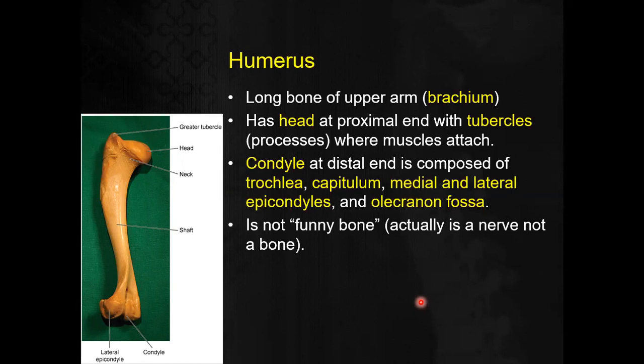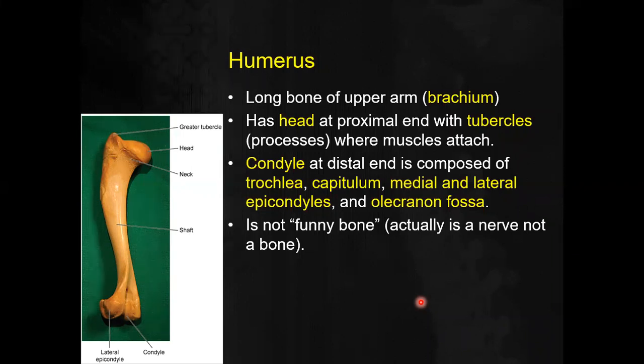All right, so here we have our humerus, which is the most proximal long bone. Remember, you need to know your proximals and distals because that is how I'm going to test you. Here we have the head of my humerus. We have the condyles at the distal end.